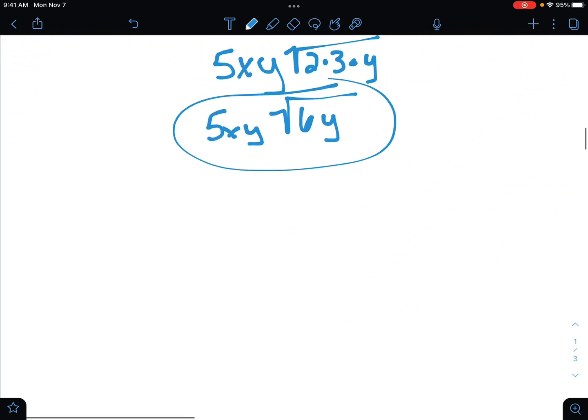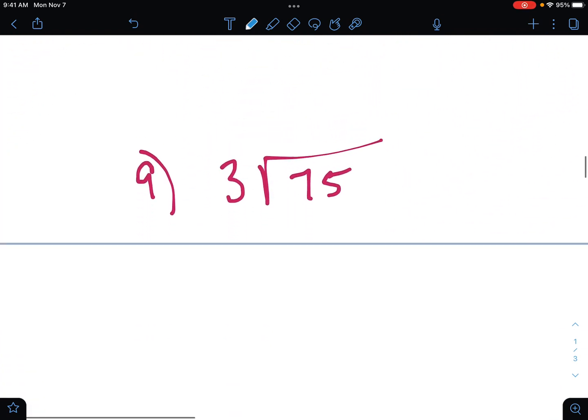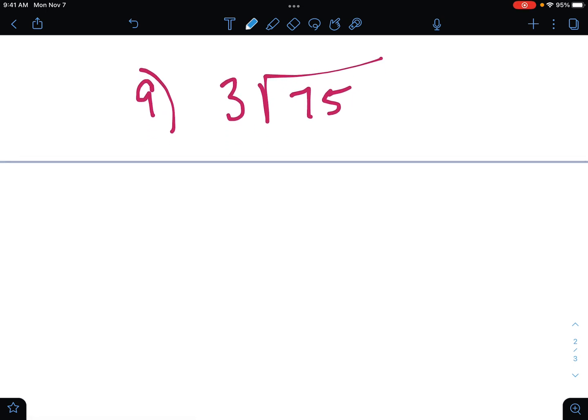Now what happens if there's a number out in front of the radical? Okay, we're going to do basically the same thing. We're just going to have that number to multiply with whatever we pull out. So what times what is 75? Think of quarters, 3 and 25. Break down that 25, bring the 3 down.